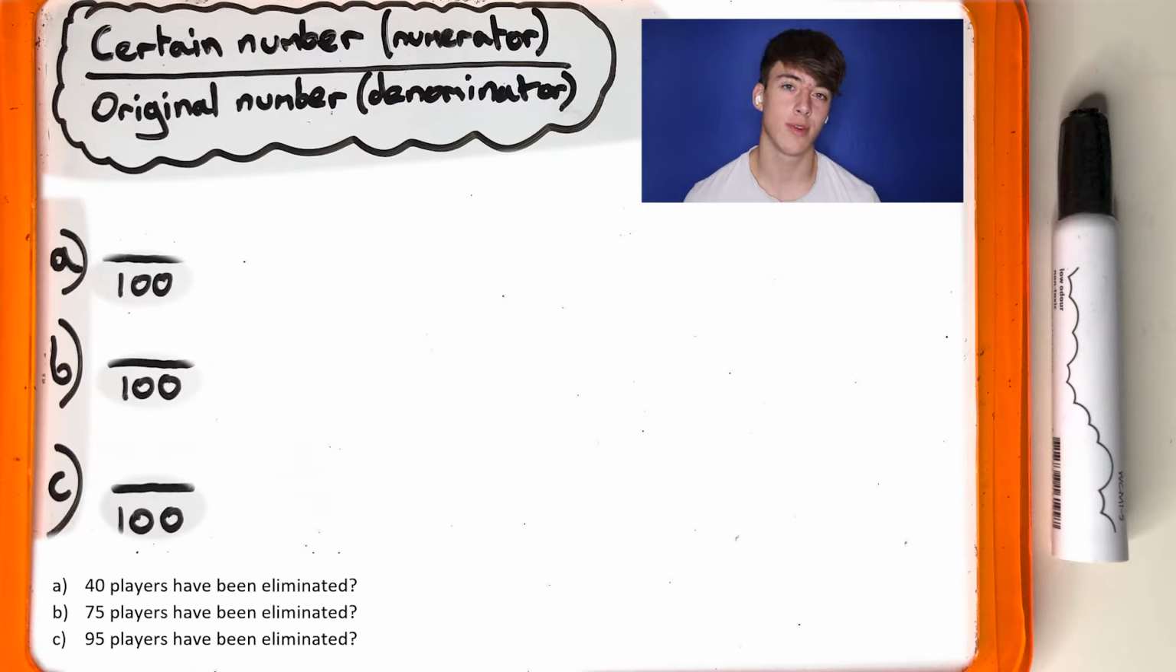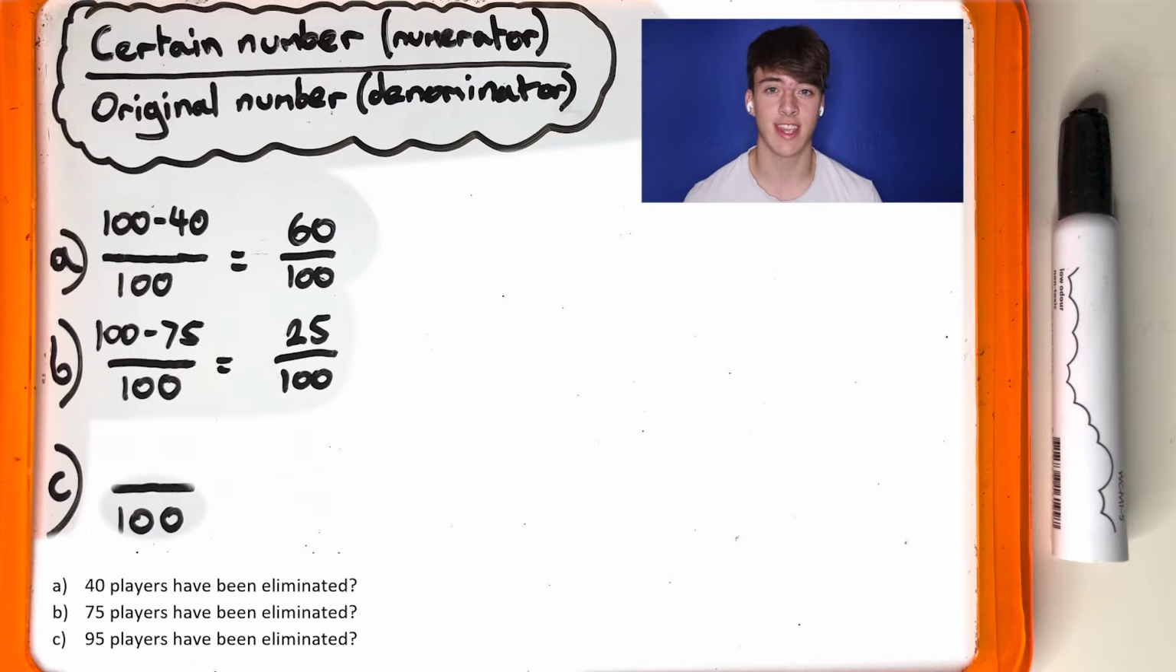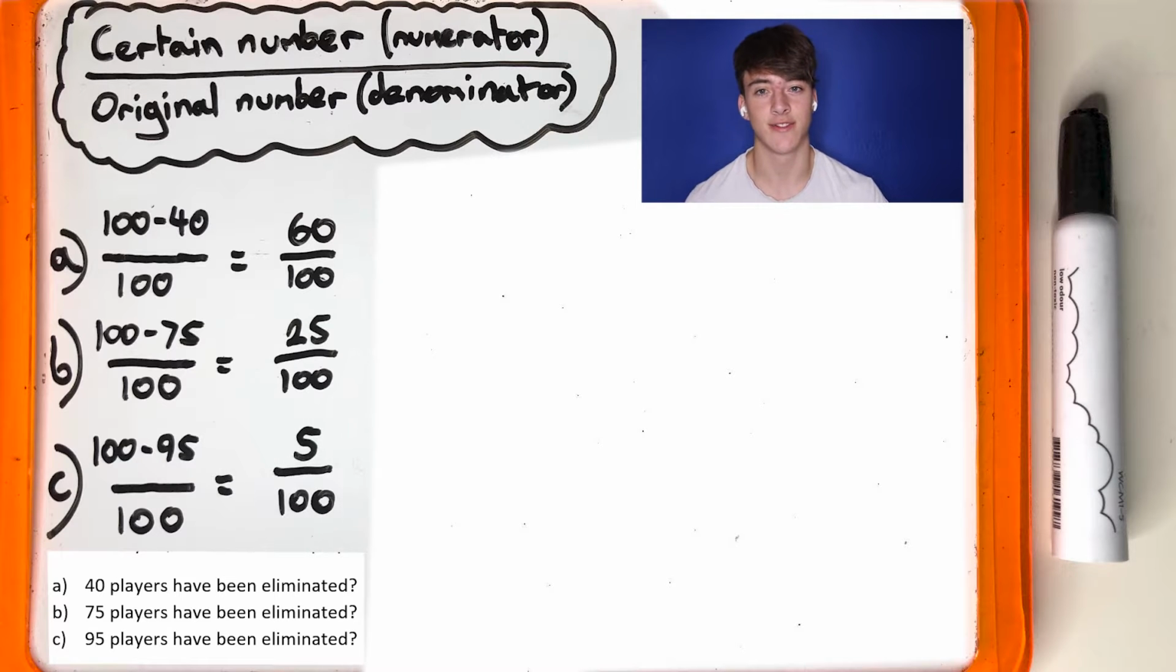So for A, the numerator will be how many players are left after 40 have been eliminated. So 100 minus 40, which is 60. So the fraction is 60 out of 100. Then for B, it will be 100 minus 75 for the numerator, which is 25. So the fraction is 25 out of 100. Then for C, it will be 100 minus 95 for the numerator, which is 5. So the fraction will be 5 out of 100. Okay, now for the extension.